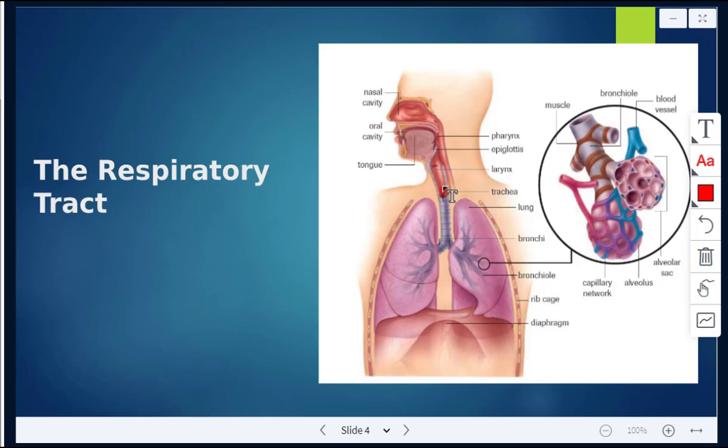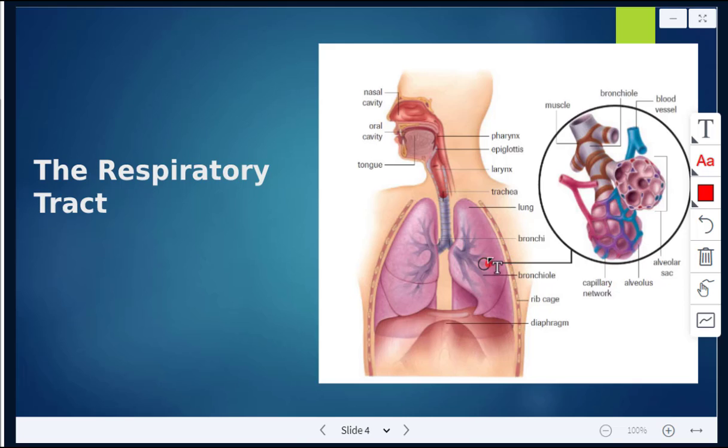There's the trachea, the 2 lungs. The trachea branches off into 2 sections here called the bronchi. The bronchi will branch off into smaller structures called bronchioles. Here we see the rib cage, and then we see this large muscular diaphragm here.